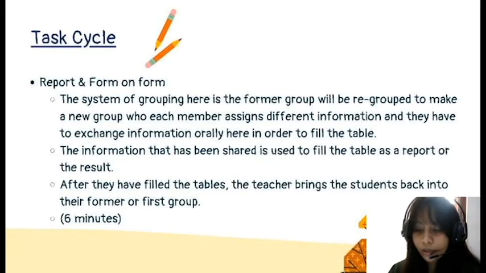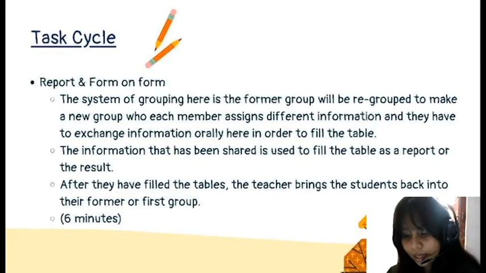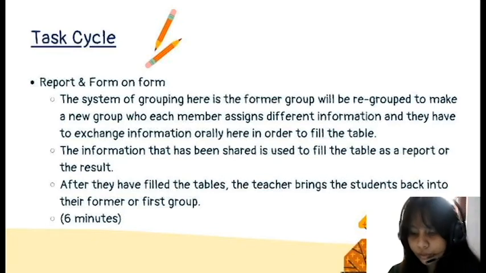For the task sequences itself, the teacher uses a jigsaw task sequence where one group has some information and another group has different information. Students have to gather all of the information by exchanging information with the other group, which has different information. Moreover, the purpose of this technique is communicating. So here, the students are expected to communicate well in their discussion.